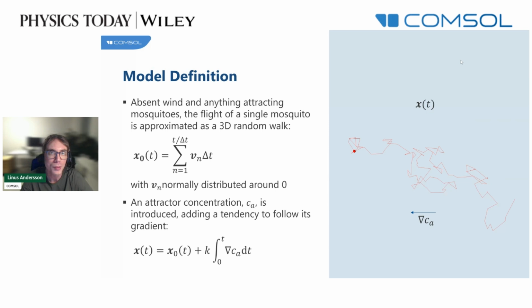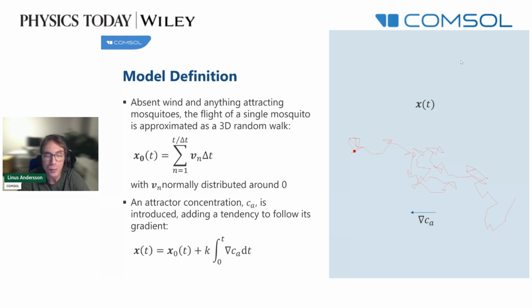If we first disregard anything that will attract the mosquitoes, and we also neglect wind, which is probably a good approximation inside the cabin at least, I posit that those mosquitoes will be flying around aimlessly. It's what you might call a random flight or a three-dimensional random walk. That's the first equation on this slide. X naught of t equals the sum of small random steps.